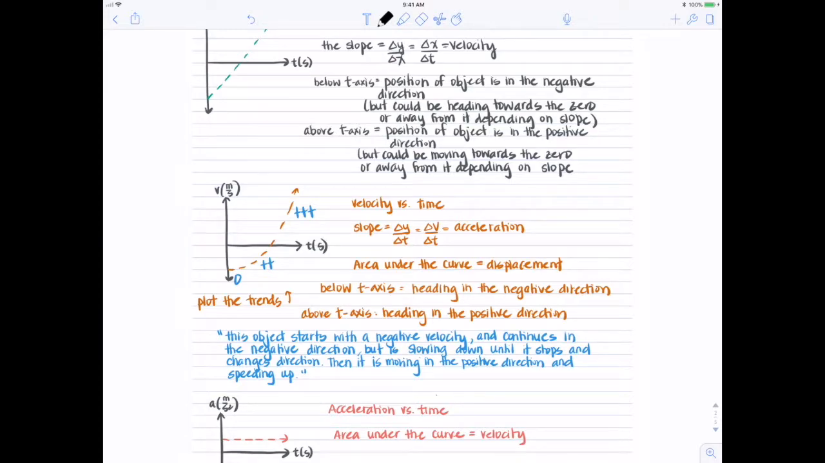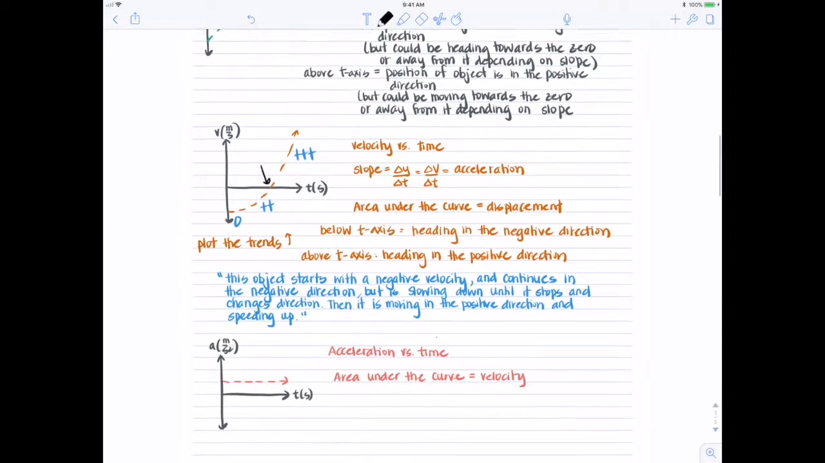So if I was to give you a verbal description of this orange graph right here, I would say this object starts with a negative velocity and continues in the negative direction, but the object is slowing down, meaning the magnitude of the velocity is decreasing until the object stops. When the object stops, that's this point right here where the graph is passing through zero. So that's where velocity equals 0. And the object changes direction because after this point, now all of the velocity points, or all the y values, are above the t-axis. So the object changes direction, and then it's now moving in the positive direction and speeding up.